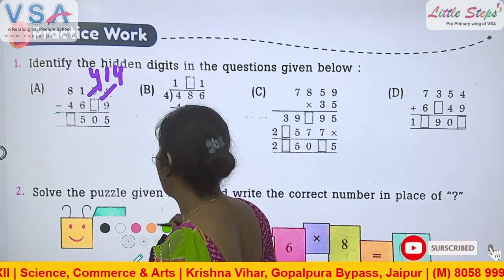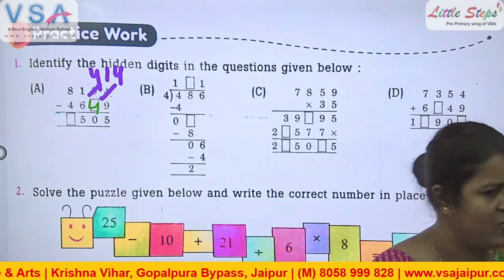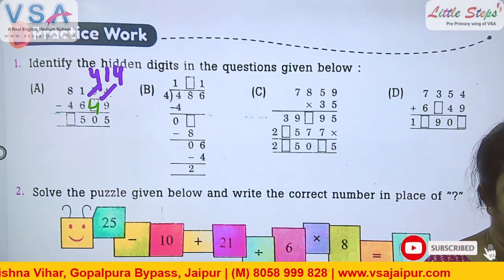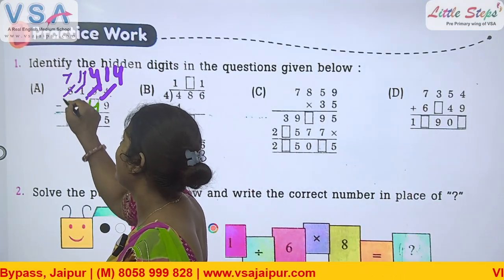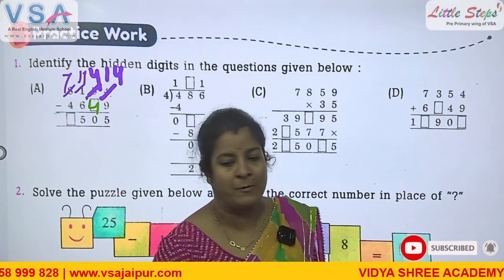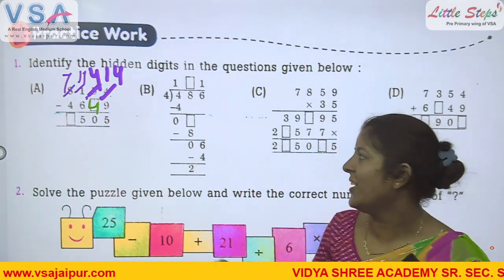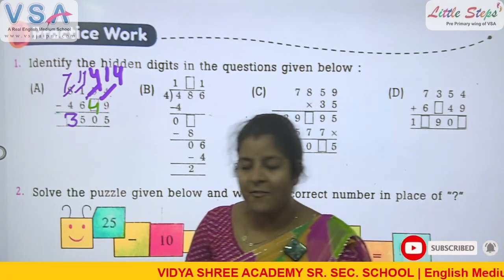4. Can we subtract 1 minus 6? Using the borrow, we write 11 on this side and 7 on this side. 11 minus 6 is equal to 5, and 7 minus 4 is 3. Then the answer is 3505.